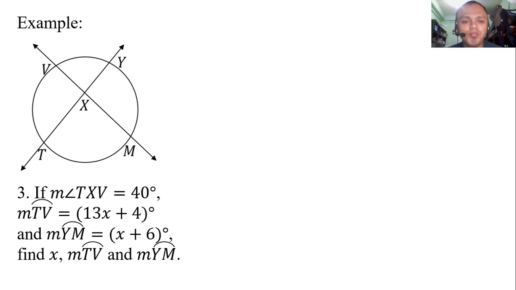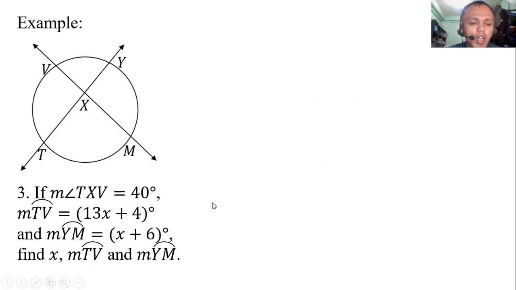Next, number 3. Here, may mga variables tayo. If measure of angle TXV is 40 degrees, yung TV natin is 13x plus 4, YM natin is x plus 6. What is x?